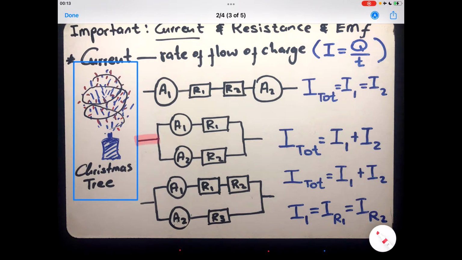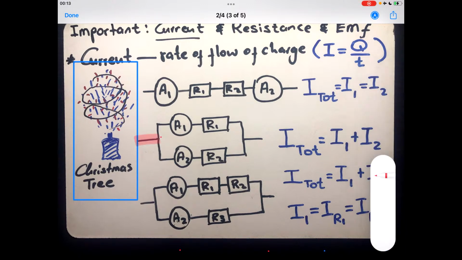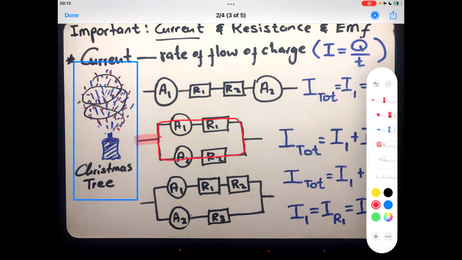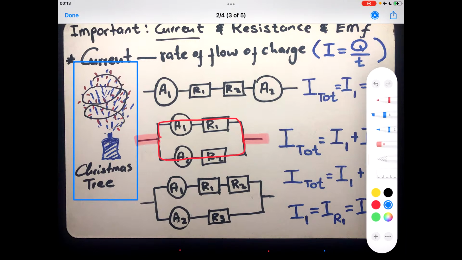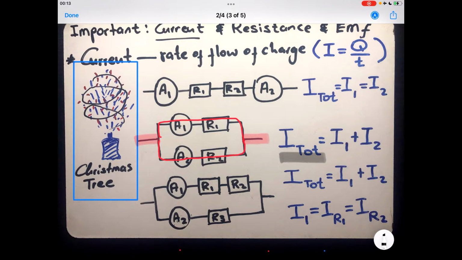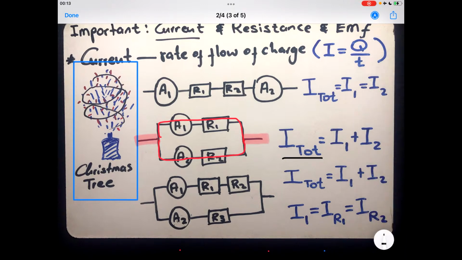As it splits, it means a portion of that current will flow through that side, and a portion of that current will flow through that side. It gets there, and then what happens? It now joins. Can you see something very important? In this case, you've got the total flow of current which splits in two directions.